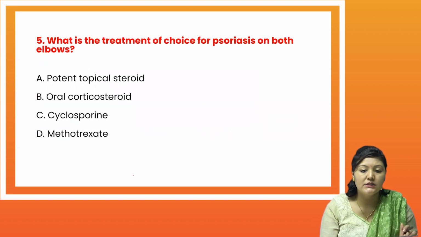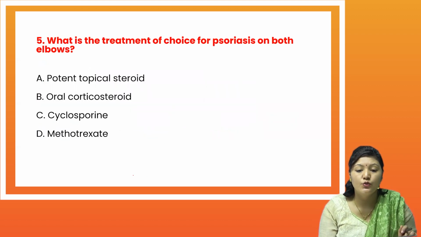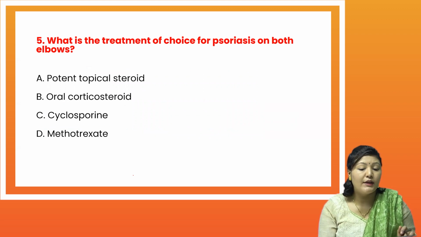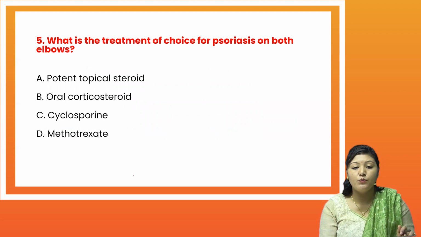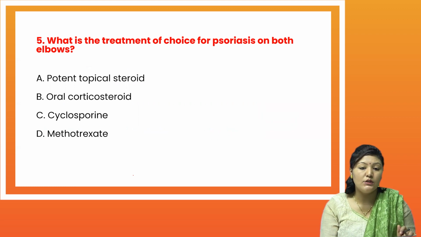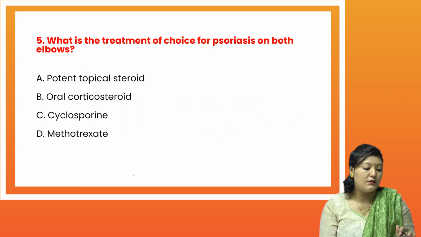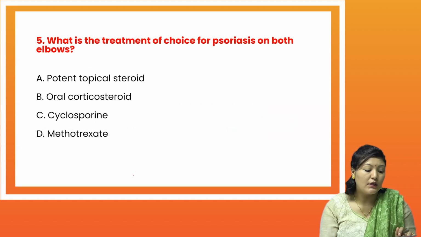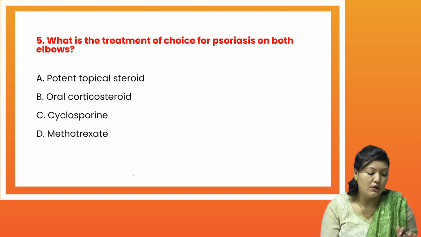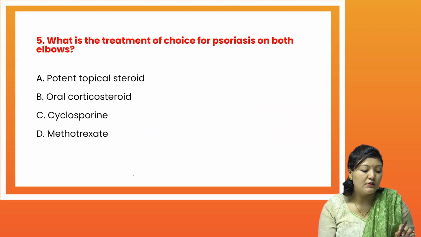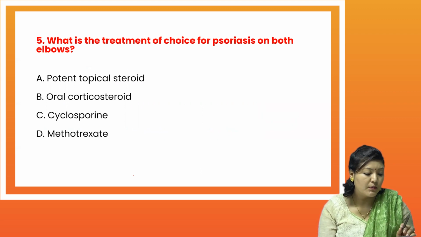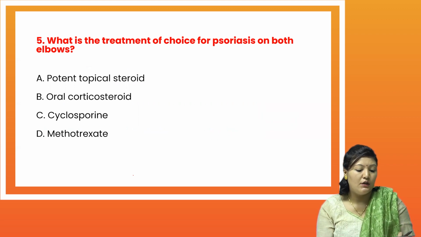Now another question is, what is the treatment of choice for psoriasis on both elbows? So we have four options. First one is potent topical steroid, second is oral corticosteroid, third is cyclosporine, that is an oral drug, and fourth is methotrexate, that is also an oral drug. So for this limited psoriasis, the best option is potent topical steroid.